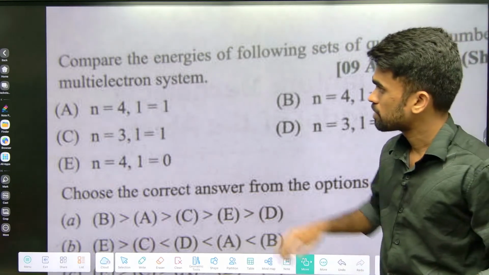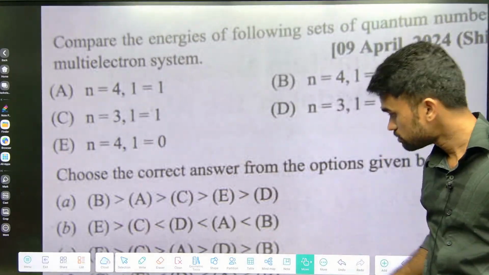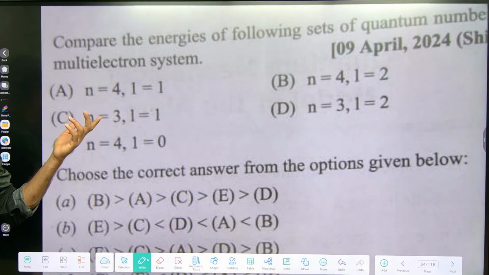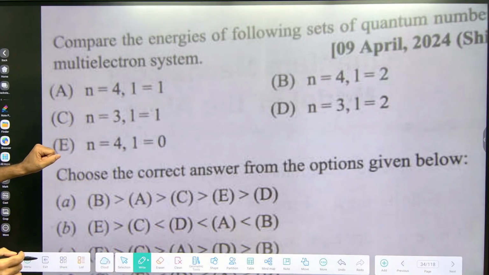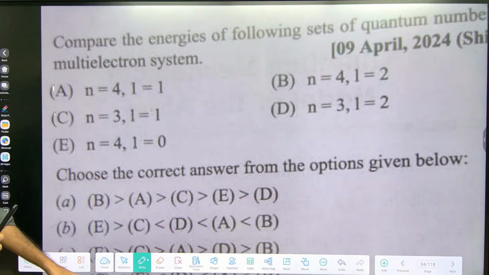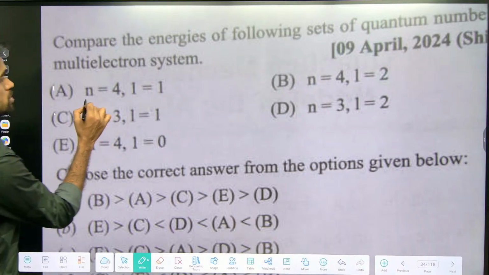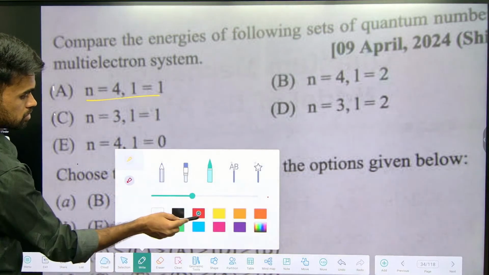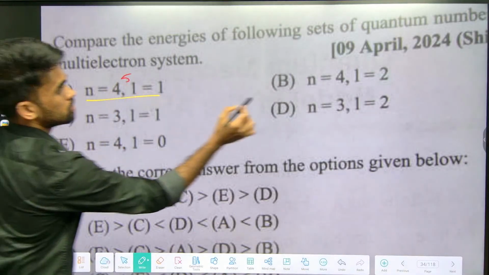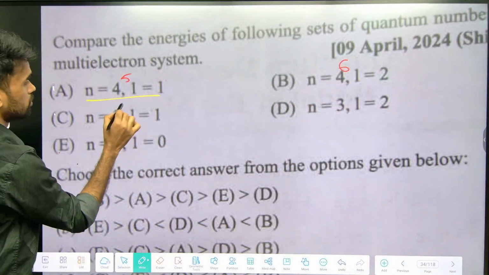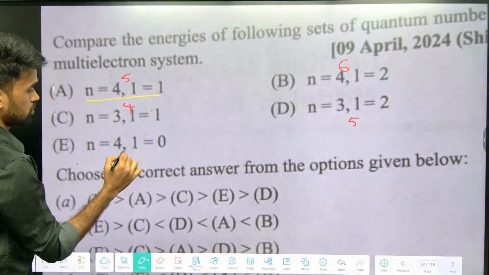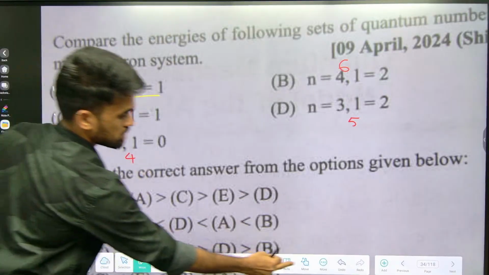Okay, now tell me, for this multi-electron system, tell me the n plus l values given, check and tell me. Which is having lowest energy? How much is this one? Check like that. 5, 6, 4, 5, 4. So least energy is for E.